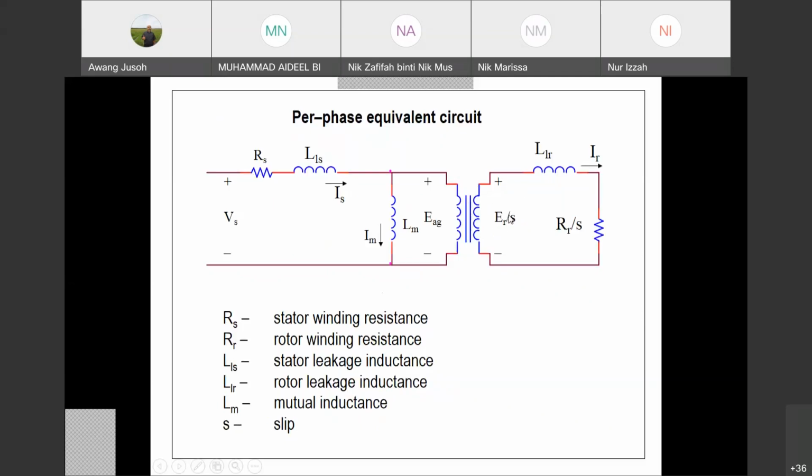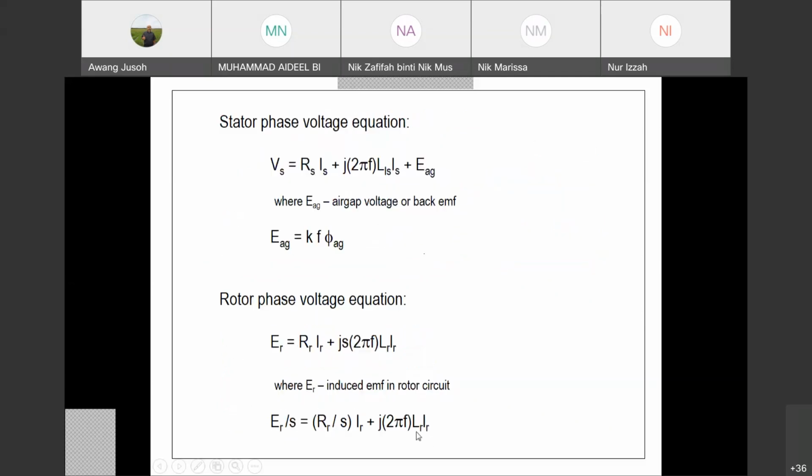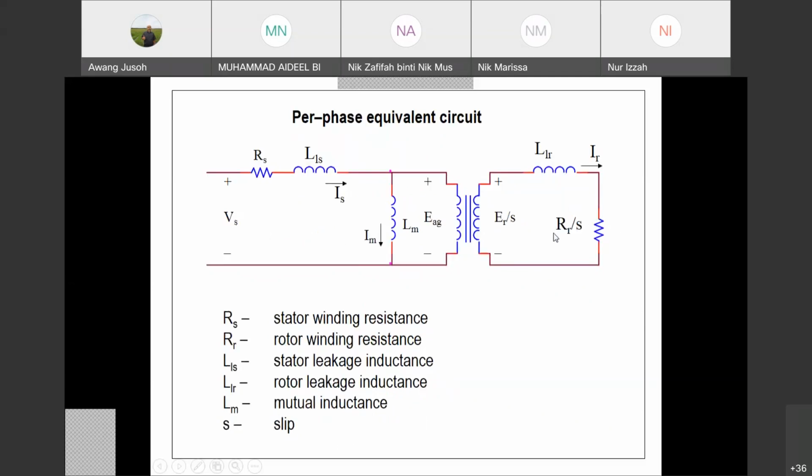Here equals this, by Kirchhoff's law. So IR multiplied by R over S represents this one, plus the drop at this winding. So L1R represents the leakage inductance at the rotor side. Hopefully you can appreciate this diagram.